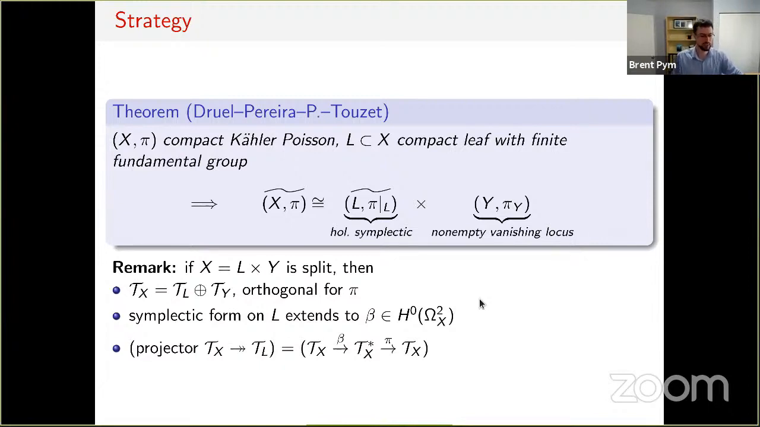So these are basically linear algebra observations about the statement. But the key thing is that rather than viewing them as consequences of the statement, we're going to try to prove them first. So the strategy is to first construct this kind of linear algebra data and then use it to split the manifold as a product. Okay.